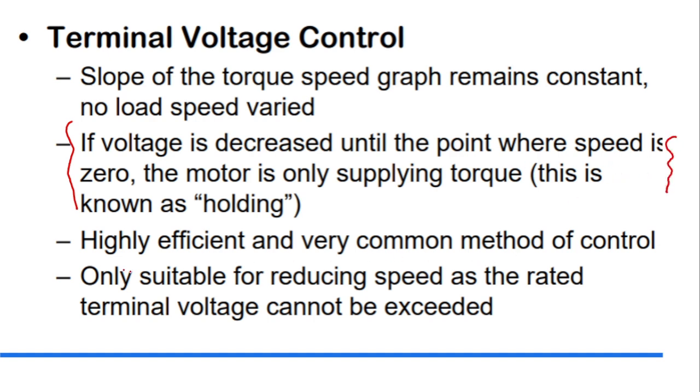It's the most popular one, suitable for reducing speed. Anytime you need to reduce speed, voltage control is the easiest one to use. The terminal voltage cannot be exceeded, which makes sense. You can't get more power than the battery has, but you can get less.